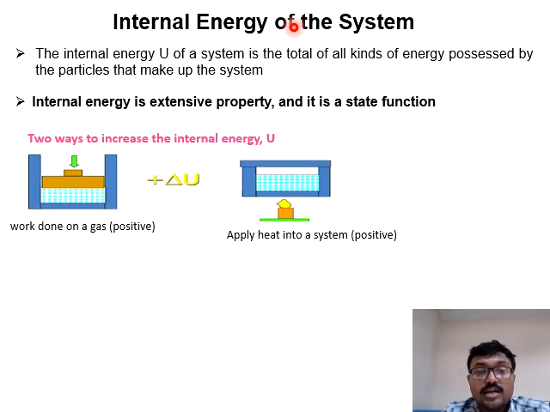Next is, what is internal energy? Internal energy of the system, U, is the total of all kinds of energy possessed by the particles that make up the system. In our system there are many particles, so all the energy possessed by the particles that make up the system is the internal energy. Internal energy is an extensive property. Obviously, it is mass dependent and it is a state function.